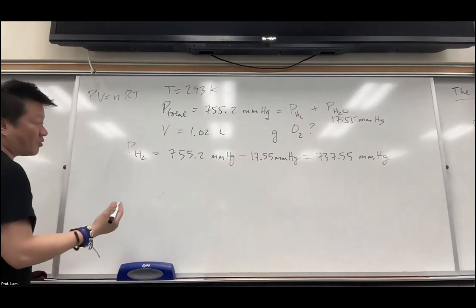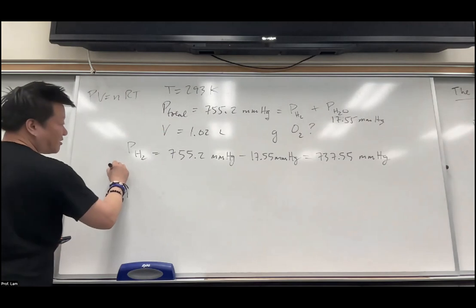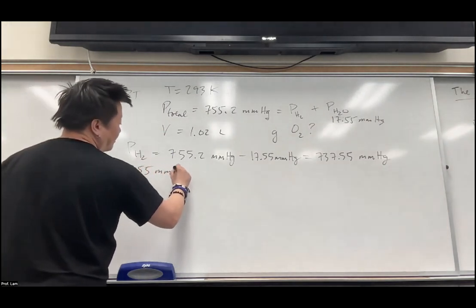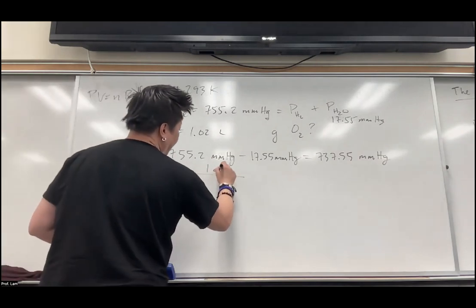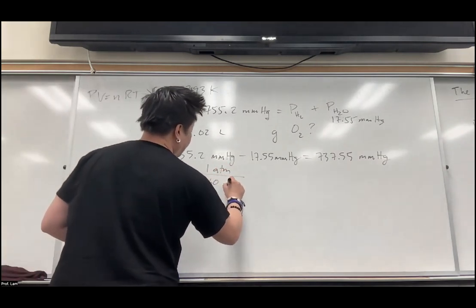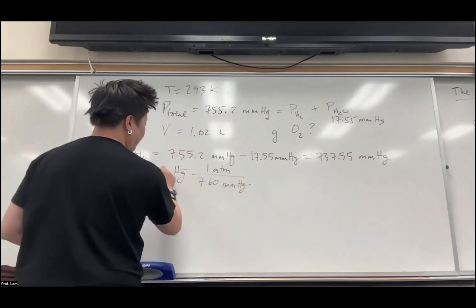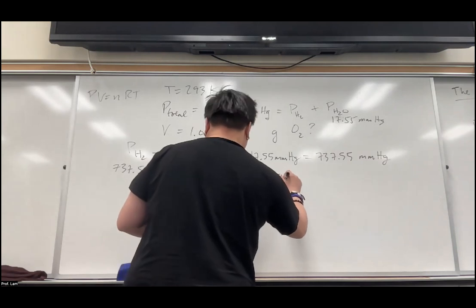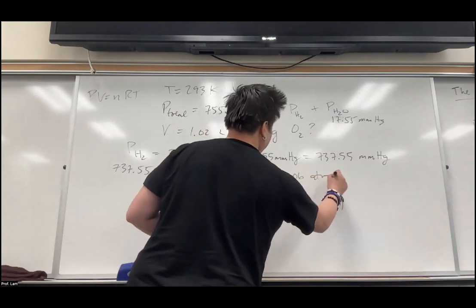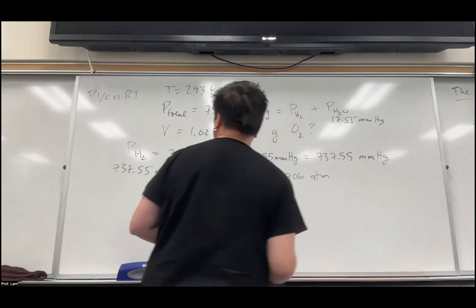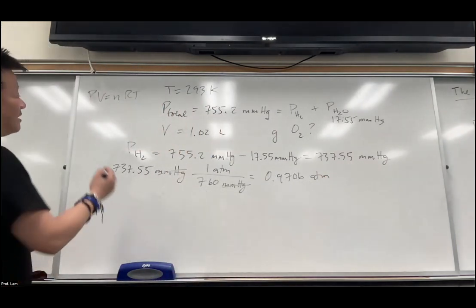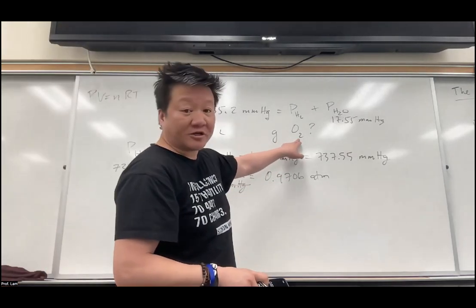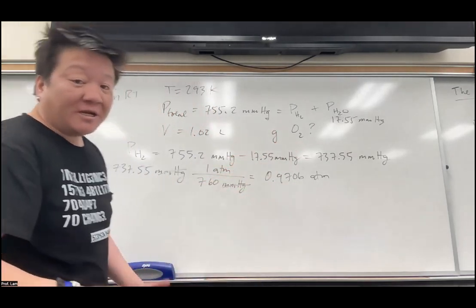But before we can do that, remember, we need to change our pressure into atmosphere. So 1 atm up top, 760 mmHg at bottom is 0.9706 atm. Okay, so remember, it wants us to figure out grams of oxygen, right? But first we need to get to moles.